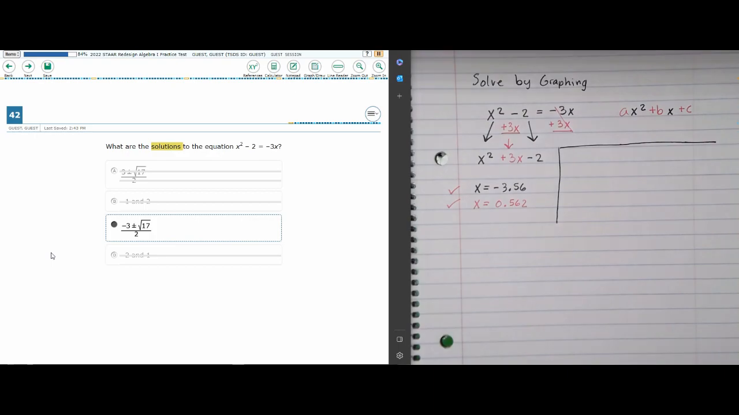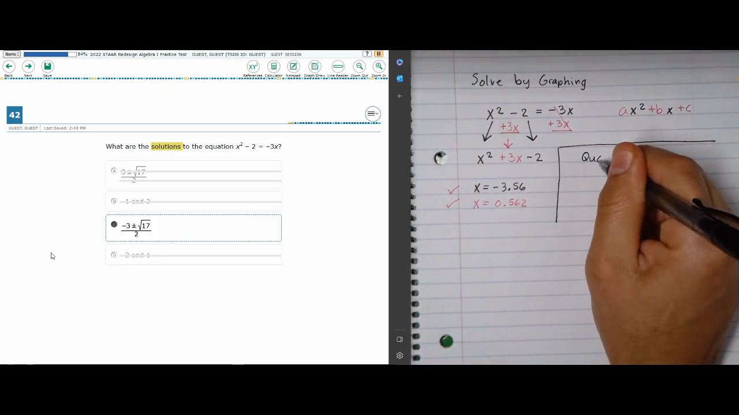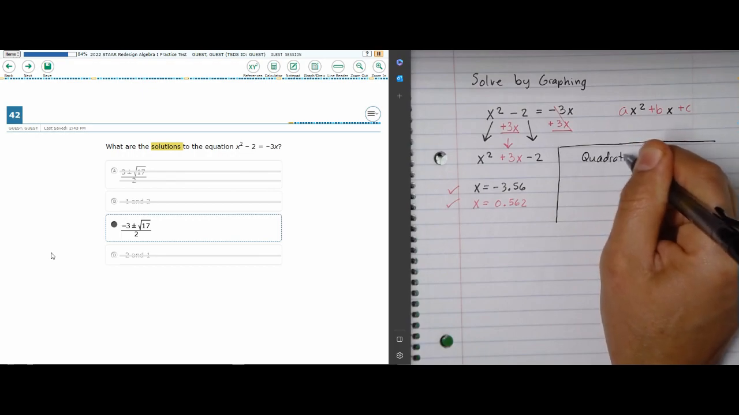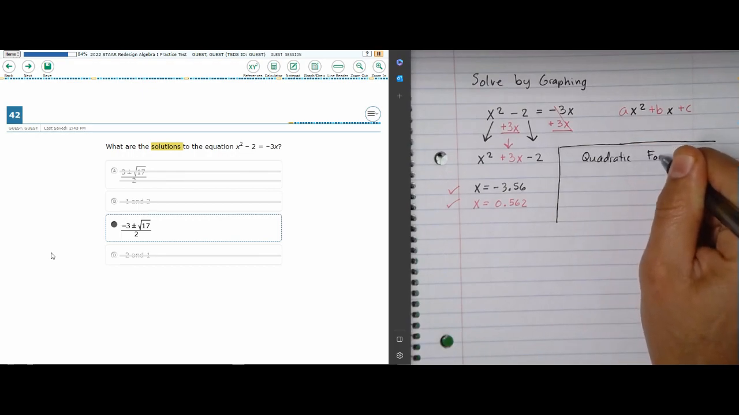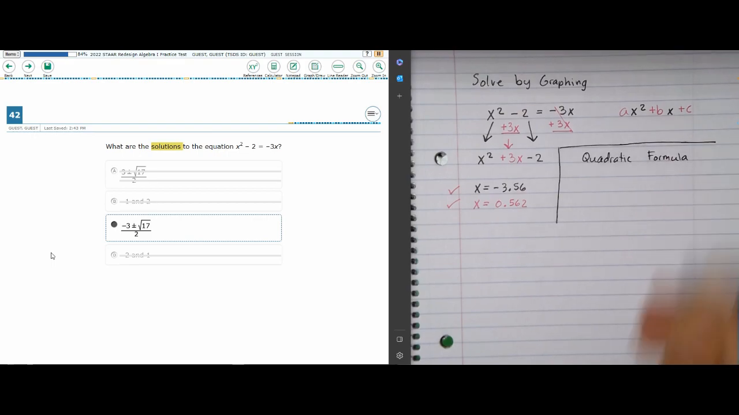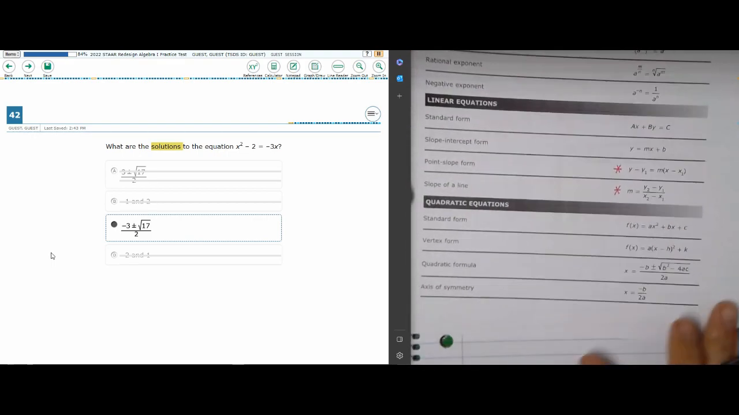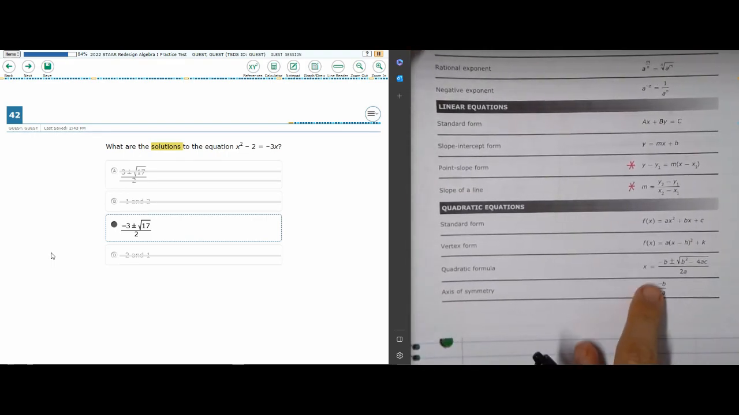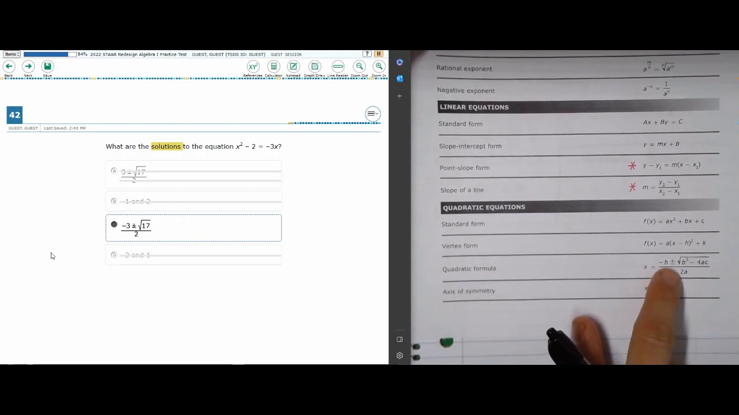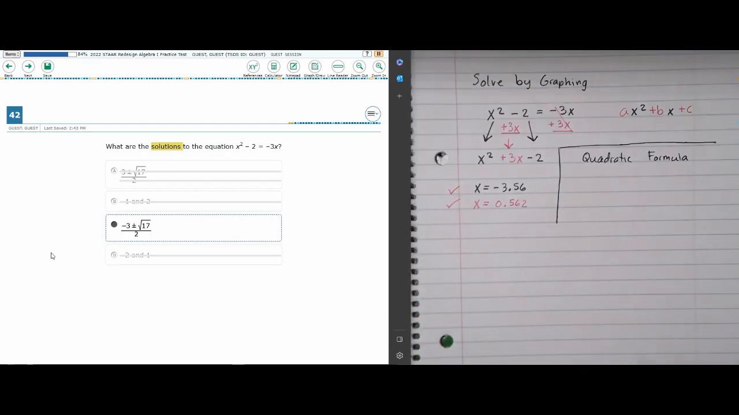Now one thing I want to mention is when it comes to the quadratic formula, I'm going to write it right here, quadratic formula. That equation, you don't have to memorize it. It is on your formula chart for the STAAR test. So notice it even says it's the quadratic formula. So we're going to write this down real quick.